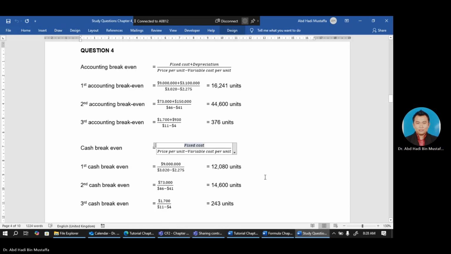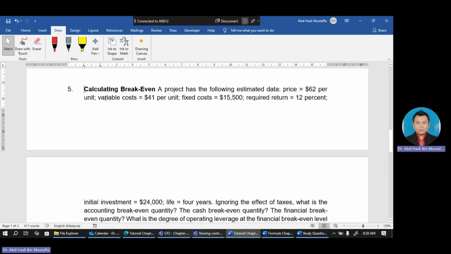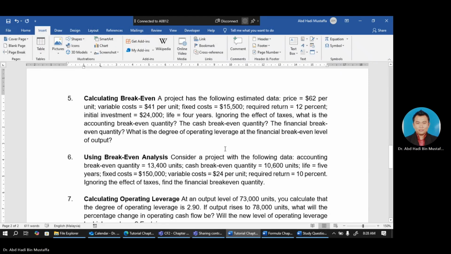Alright, any question for question number 4? This is a straightforward question. So you just use the formula and then put the figures and then operate mathematically. Okay, now, if there is no question, let me proceed. Let me check with number 5.